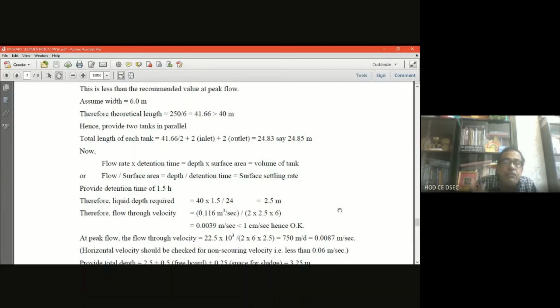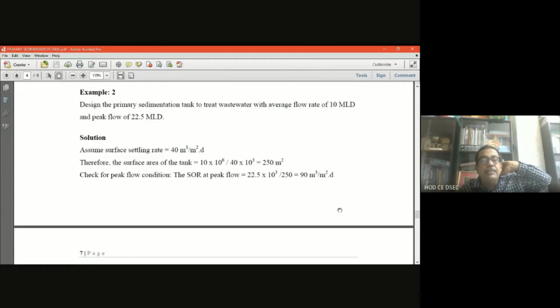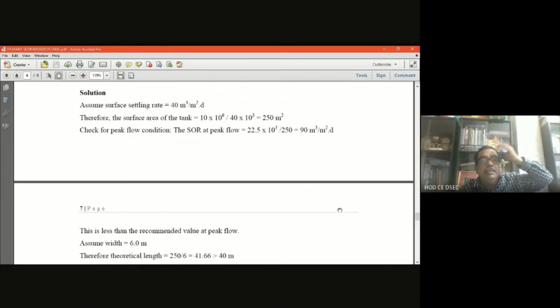What is 40? 40 into 1.5 divided by 24. Now you see the liquid depth is nothing but the surface settling rate into detention time. Now surface settling rate is 40. So 40 into detention time, that assumption you have already taken at the very beginning. You have taken the surface loading rate, surface settling rate, that is the 40, isn't it?